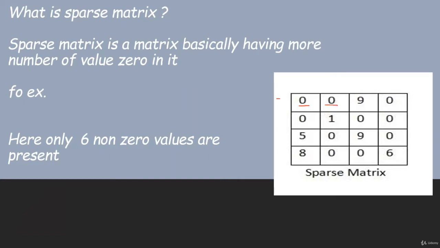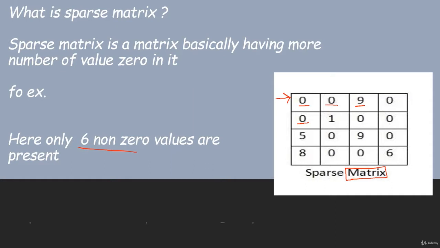For example, consider this first row. You will see that there are 3 zeros in the row, whereas there is only one non-zero value, that is 9. So you could see that in the whole matrix there are only 6 non-zero values, and more number of zero values are present in it. That's why it is called a sparse matrix. It is a matrix only, it acts like a basic matrix. The only difference is that there are more zero values in this matrix as compared to other matrices.